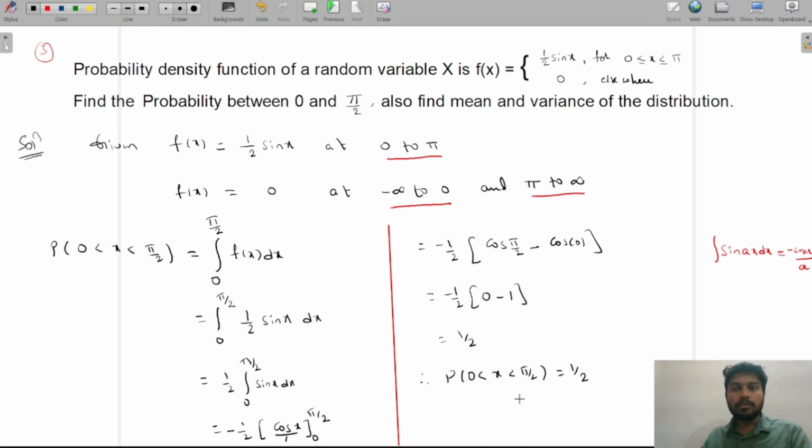Now we'll find the value of the mean and variance. Do you remember the formula of the mean for a continuous random variable?